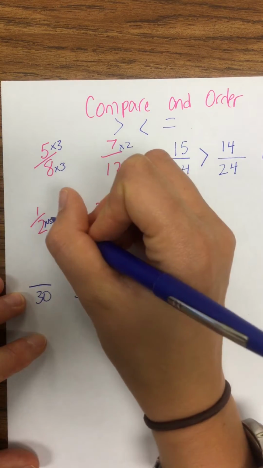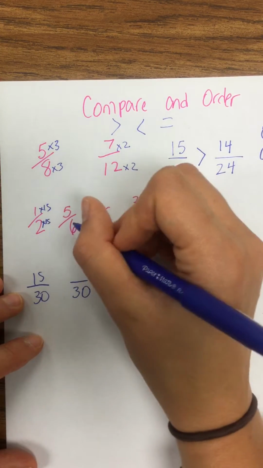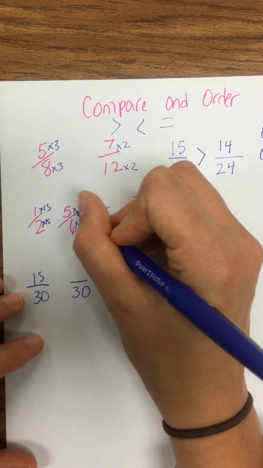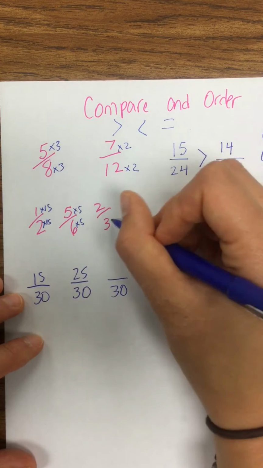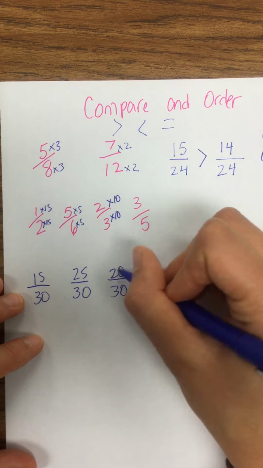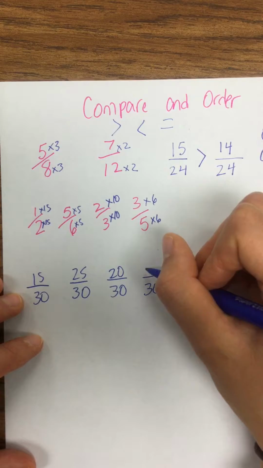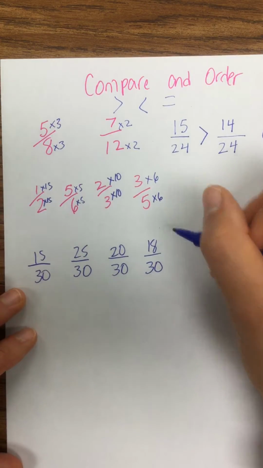2 times 15 equals 30, so 1 times 15 is 15. 6 times 5 makes 30, 5 times 5 is 25. 3 times 10 makes 30, 2 times 10 is 20. 5 times 6 makes 30, 3 times 6 is 18. From there, I can order them.